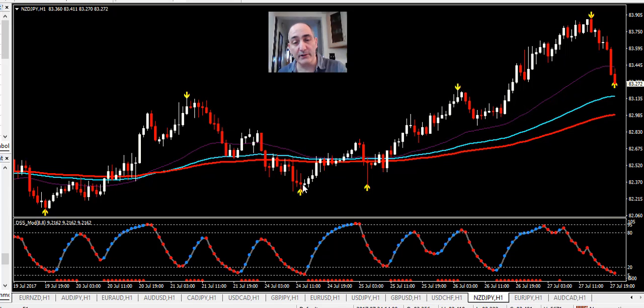There's an up arrow here, meaning to buy, another up arrow, a down arrow, and then here's another up arrow right now on the current candle. Again, this is a 1-hour chart, 1-hour candlesticks.